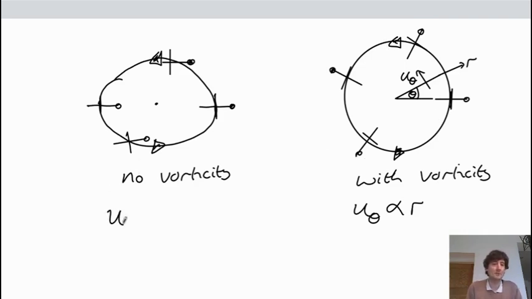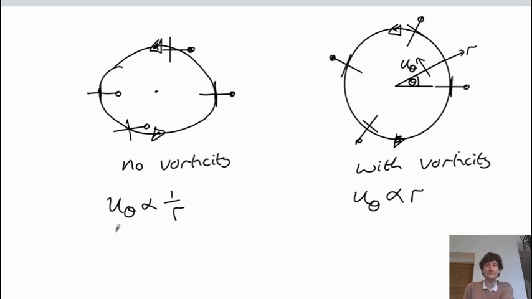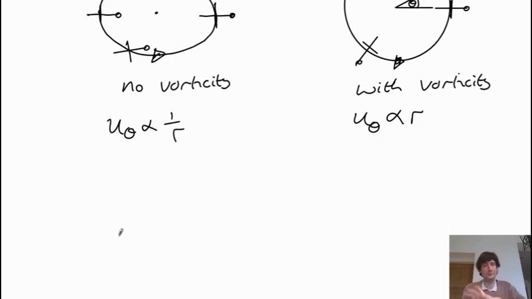In this case, you might have u theta, say, proportional to 1 over r. And in that case, it just moves the fluid elements, but doesn't rotate them. So hopefully that gives a little more idea of what vorticity is. So it's a local rotation of the fluid elements, but it's not directly linked to overall net rotation.